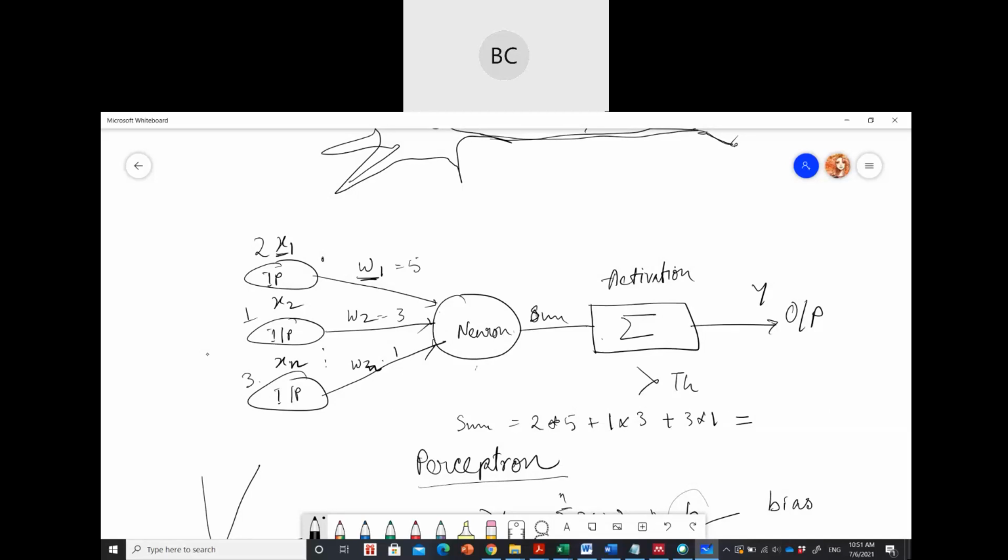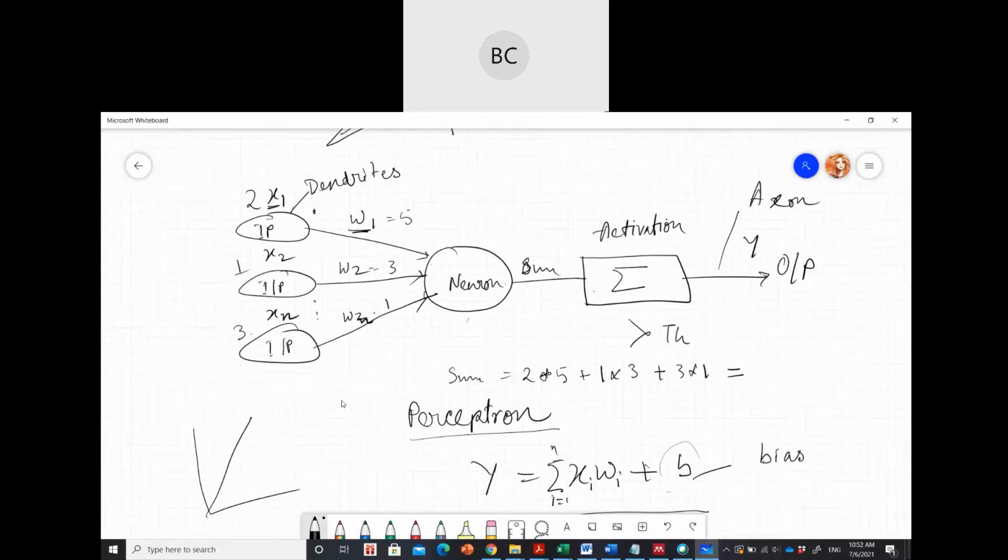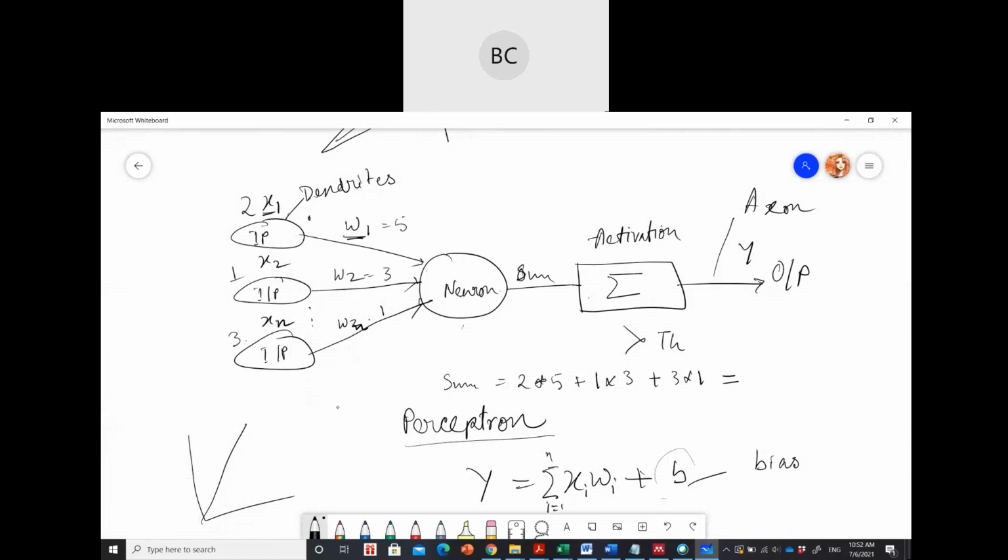So these inputs are your dendrites here. This is the cell nucleus, or these are nodes, and these weights are sometimes called synapses, and this output Y is your action here. Your first perceptron is built only for on and off, like yes and no. If the sum is greater than the threshold, the output will be 1. If it is less than the threshold, the output will be 0.